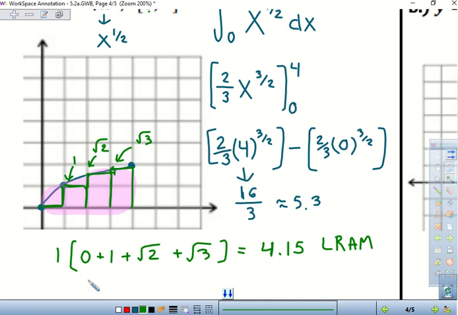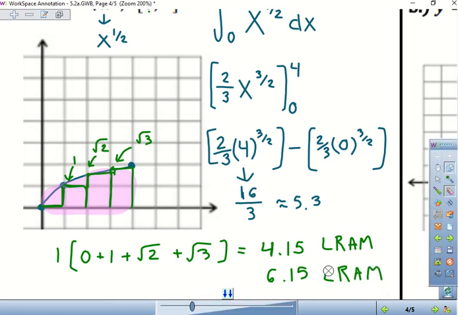Just so we can have more of a discussion about this. So I just did RRAM really quickly, and for RRAM I got 6.15, okay? I meant to write RRAM there, sorry. So does everybody see how I got those using just RRAM and LRAM methods? Yes. Okay.